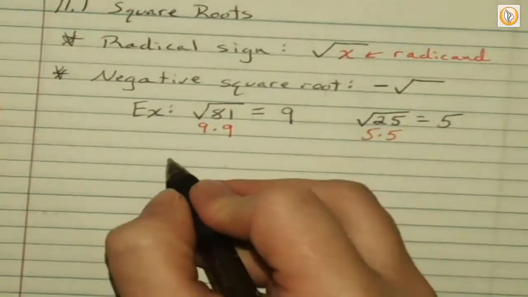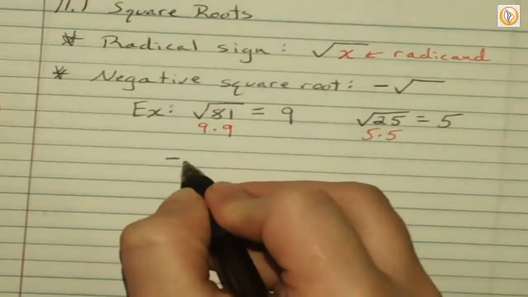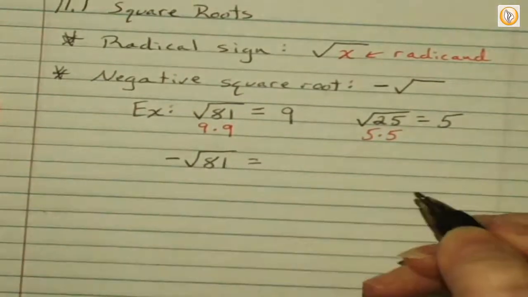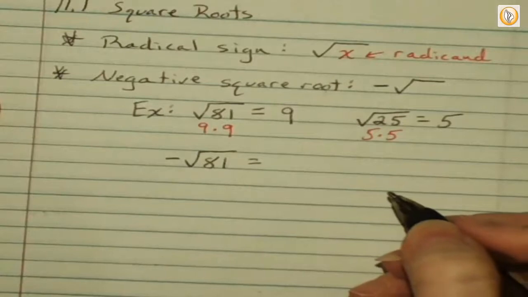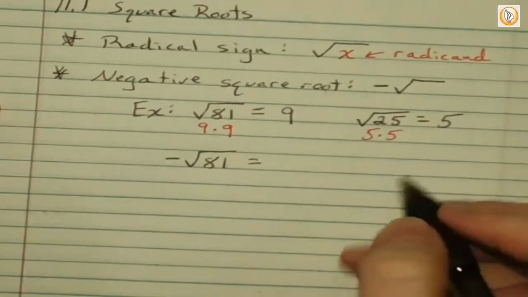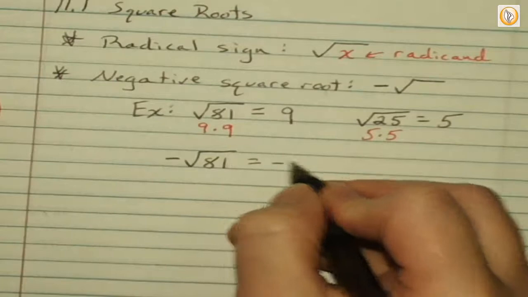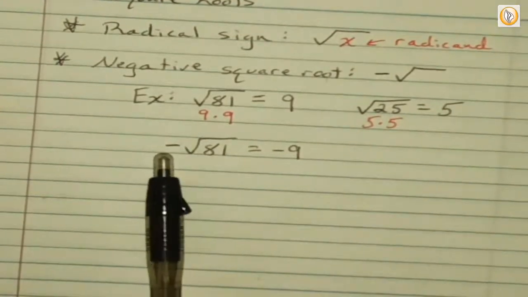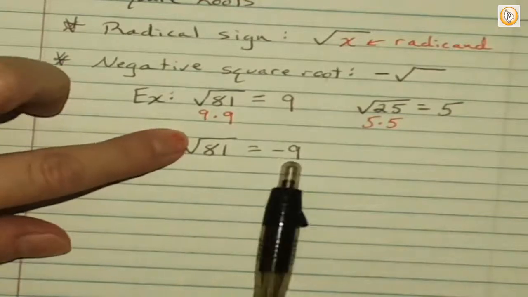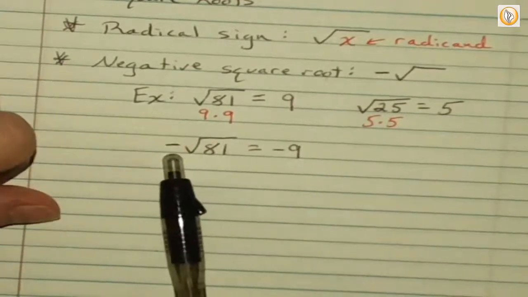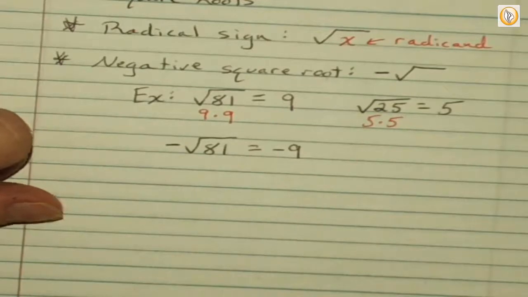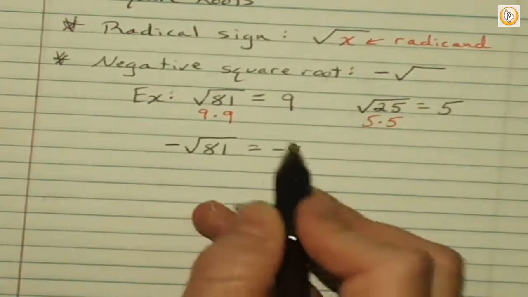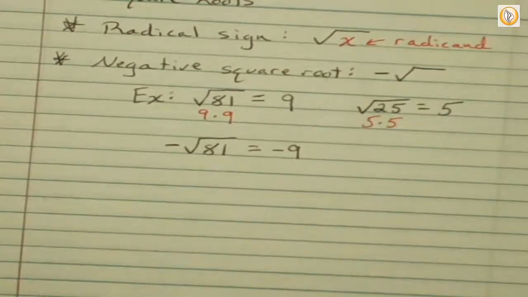But what if I had a negative sign on the outside of the square root of 81? That would give you a negative 9 answer. So the square root of 81 is 9, but that negative sign on the outside is applied to the answer. So anytime you see the negative sign on the outside, they're expecting a negative answer.